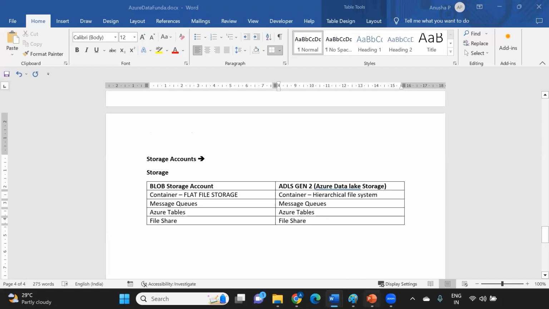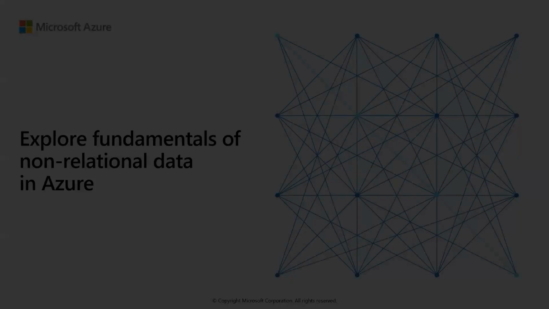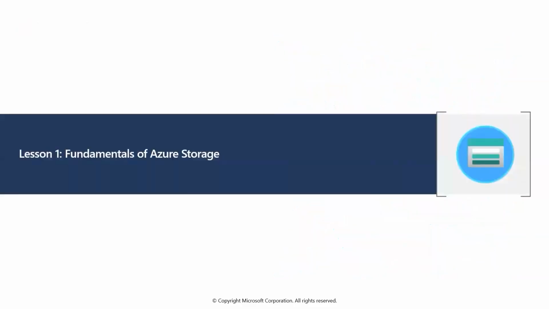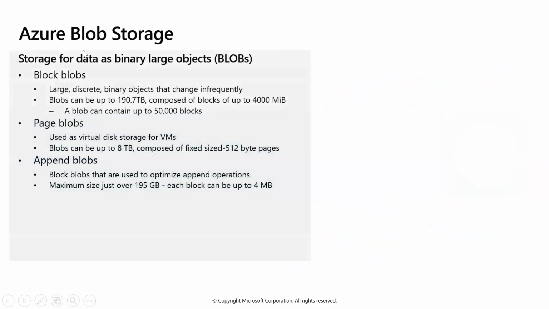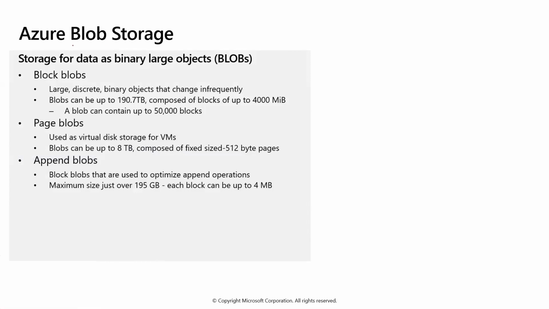All right, let's go back to the slide. So we are discussing the fundamentals of non-relational data in Azure. Let's see what we have in store over here. We're going to discuss the fundamentals of Azure storage. The first one, as I mentioned over here, is your Azure Blob storage. It's the storage for data as binary large objects, right?